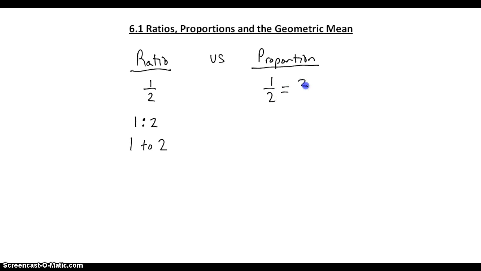A proportion relates two ratios in an equality, in an equation. 1/2 is equal to 2/4. A proportion is really two ratios set equal to each other. Now, when we have a ratio, our job will be to simplify that ratio. We can simplify that ratio by looking at the numbers and simplifying the fraction down to its lowest term, or we can simplify using units and switching units to be able to simplify our ratio. In a proportion, because we have an equal sign, our job will be to solve.